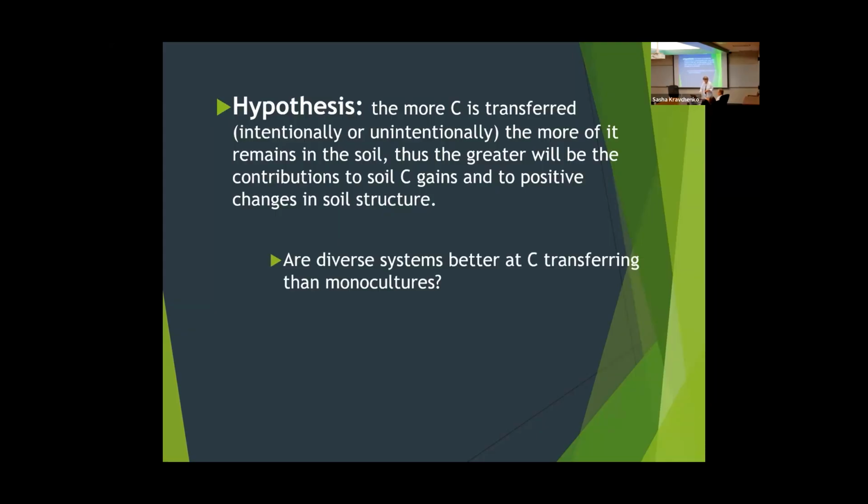And again, it could be that the more diverse plant systems might be more effective in exchanging carbon among their community members, and as a result, there might be more exchange, and they might be depositing more carbon below ground.